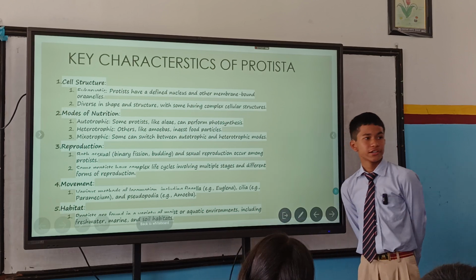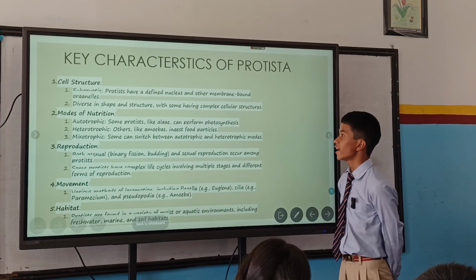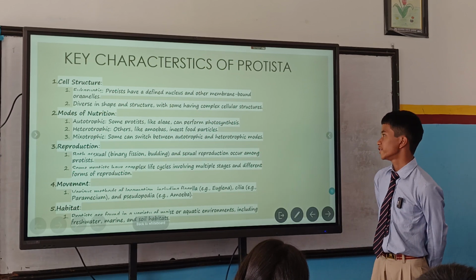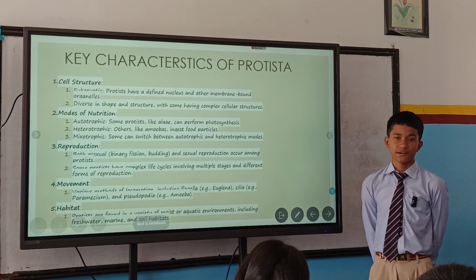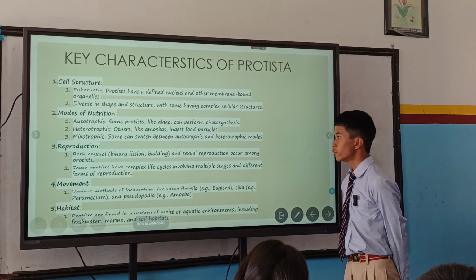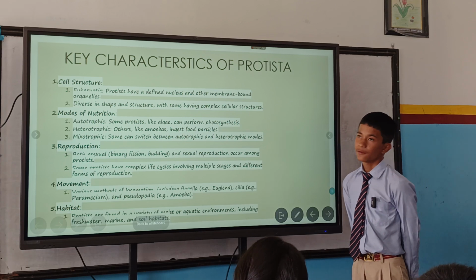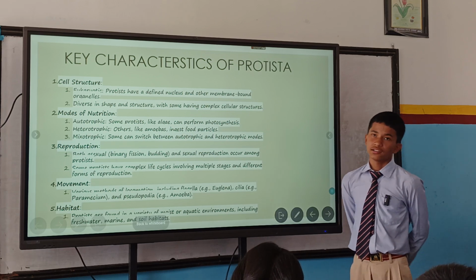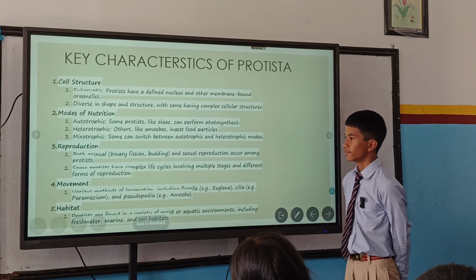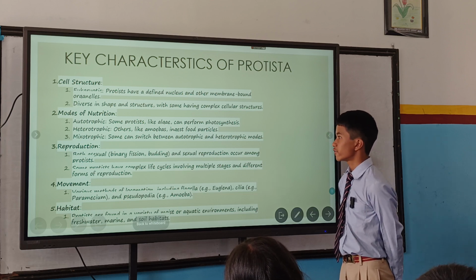Protistas, due to having a variety of groups, are also diverse in shape and structure, with some having simple cellular structure and some having complex cellular structure. Mode of nutrition: protistas include all three types of mode of nutrition, containing autotrophic, heterotrophic, and mixotrophic.